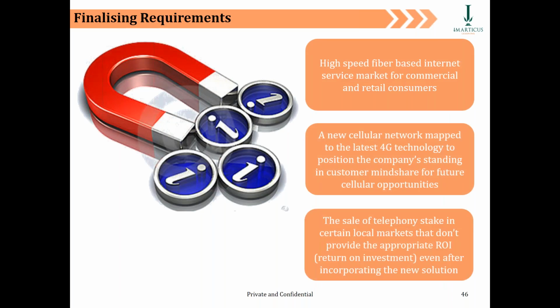Okay, so some other suggestions, guys. High speed fiber based internet services for commercial and retail consumers. High speed fiber optic based internet service, right? New cellular networks mapped to the latest 4G, 5G, whatever is the current standing position of the company. Somebody suggested we should sell some of the telephony, short and long distance telephones, in certain local markets, certain states of India, for example, because they are not providing the requisite ROI. And even after incorporating the new solution, it won't improve.